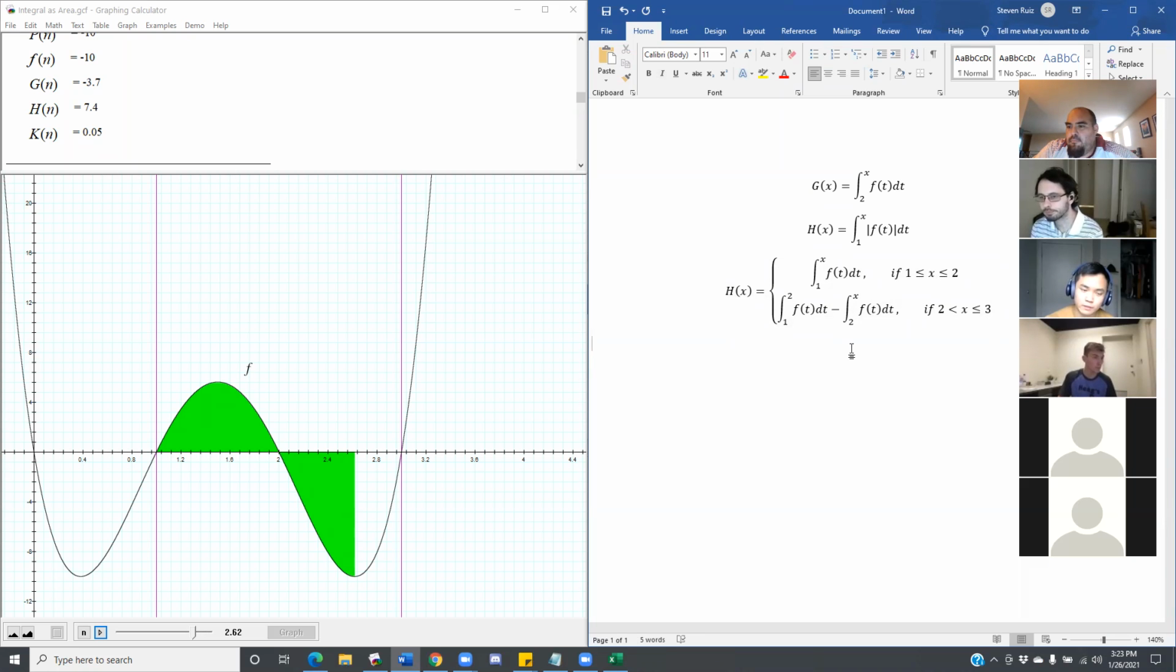So to put it in a different way, are we kind of just adding the absolute numbers up, and because of that 2 less than x less than or equal to 3, we're only getting that negative part in some way? Yeah.